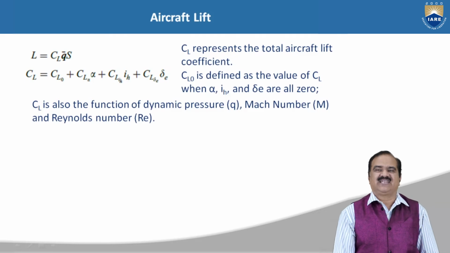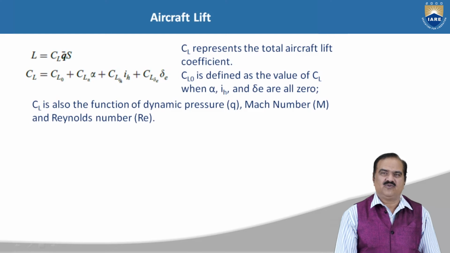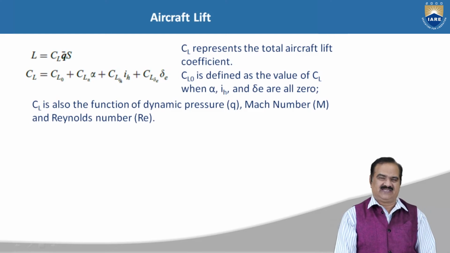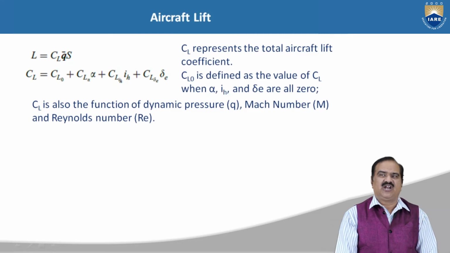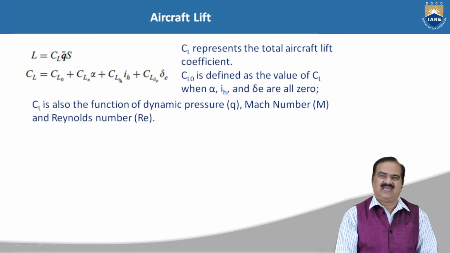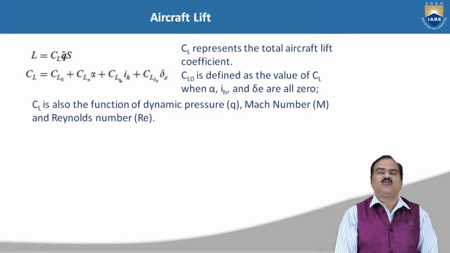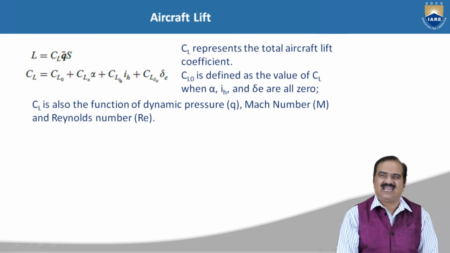So here I am discussing how the main lift is generated and what the equations for the lift generation are. Here the lift L is considered as L is equal to CL Q bar S. So here L is equal to lift, CL represents the total aircraft lift coefficient, Q bar is the dynamic pressure which is equal to half rho v squared, and S is the surface area. But we have to calculate what the CL is and how to calculate it for the total aircraft configuration.